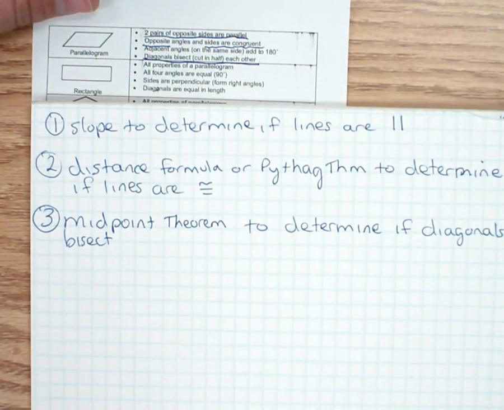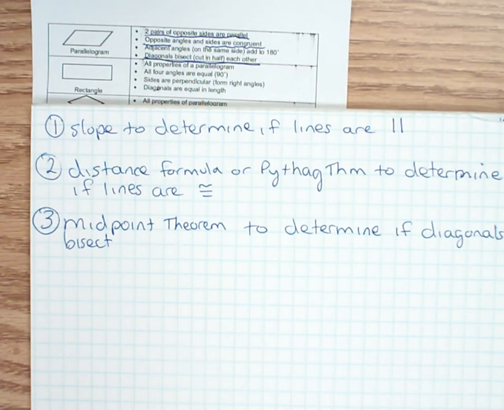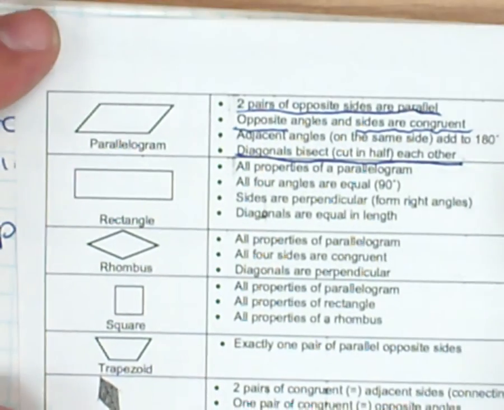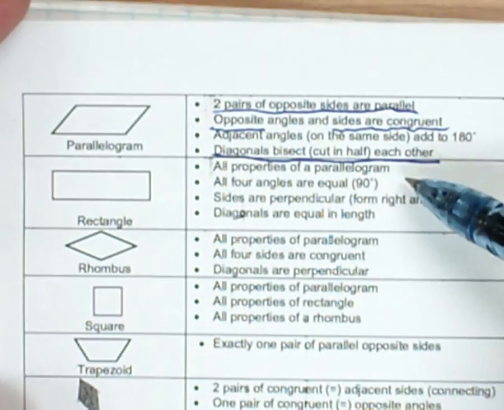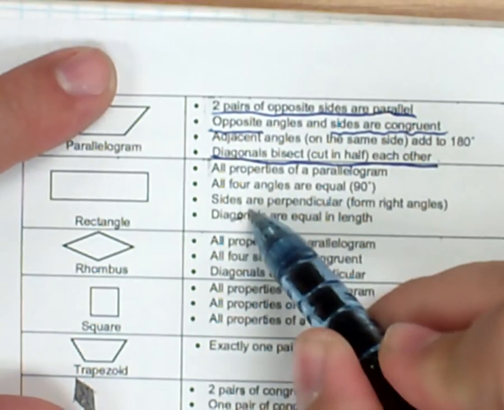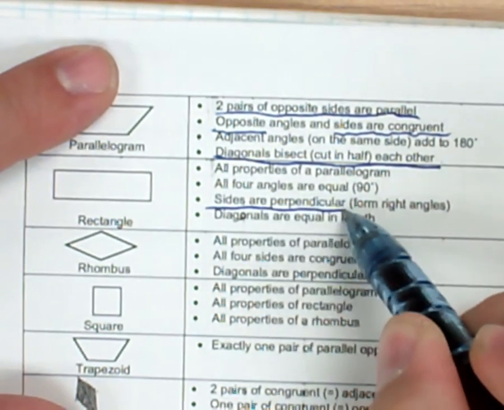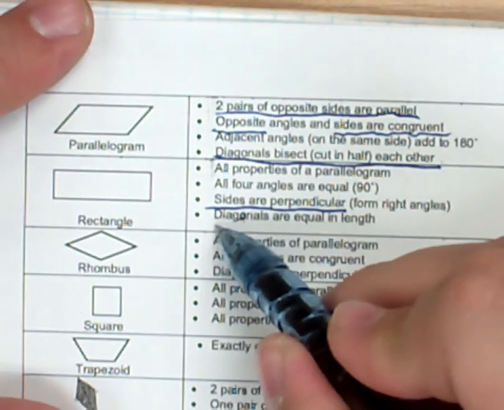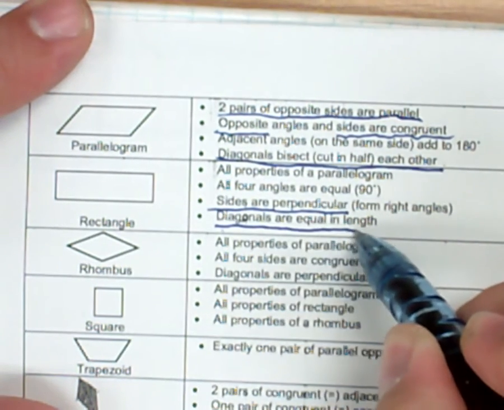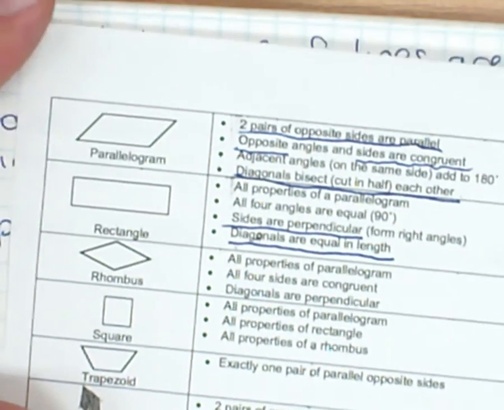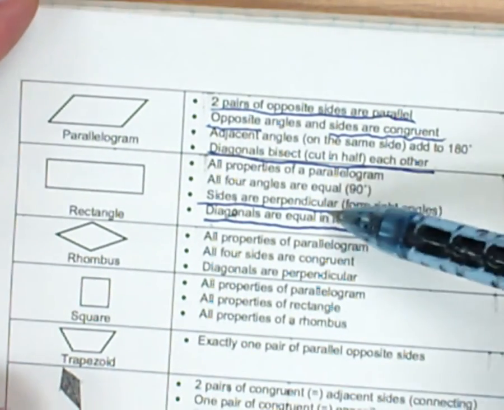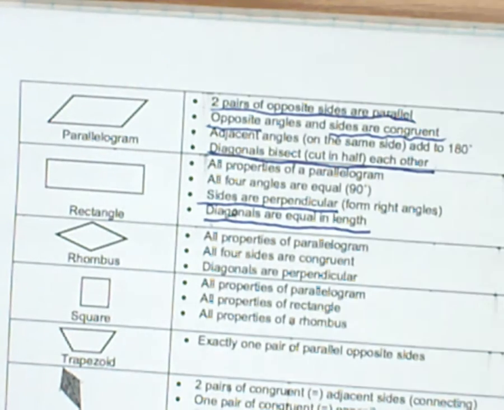So now as we go down, and we look at rectangle. It has all the properties of a parallelogram, but here is what is unique. The sides are perpendicular, and the diagonals are equal in length. So what could you use to determine if sides are perpendicular? They intersect at a right angle.